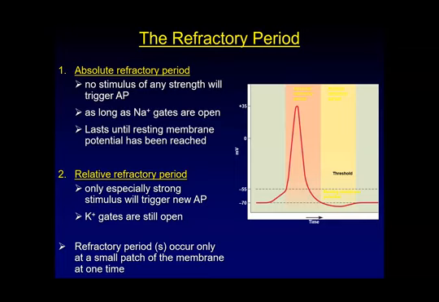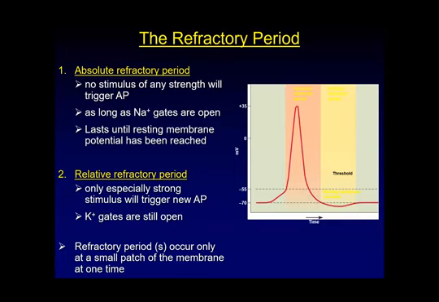There is then another slightly longer window of time while the cell is repolarizing that is called the relative refractory period. And during the relative refractory period, the sodium channels are closed, but the potassium channels may still be open, but we can get another action potential.